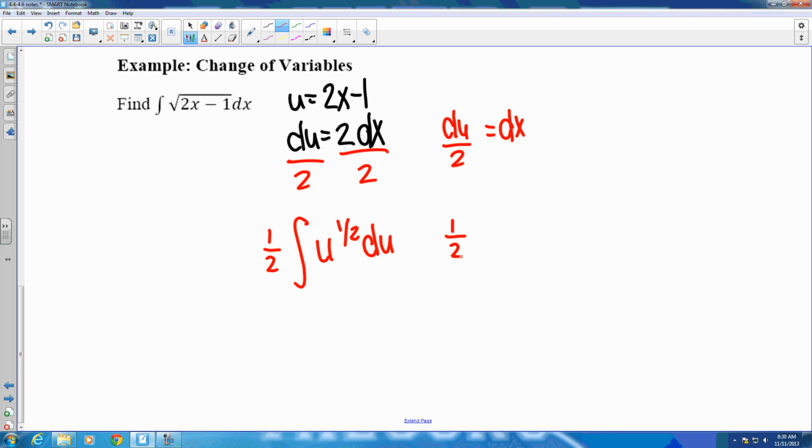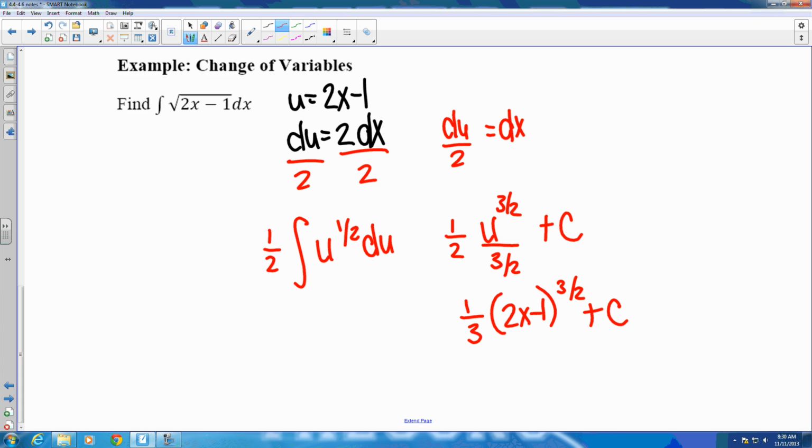Integral is u to the 3/2 divided by 3/2 plus c, which is 1/3. We're going to put the u back in, 2x minus 1 to the 3/2 plus c.